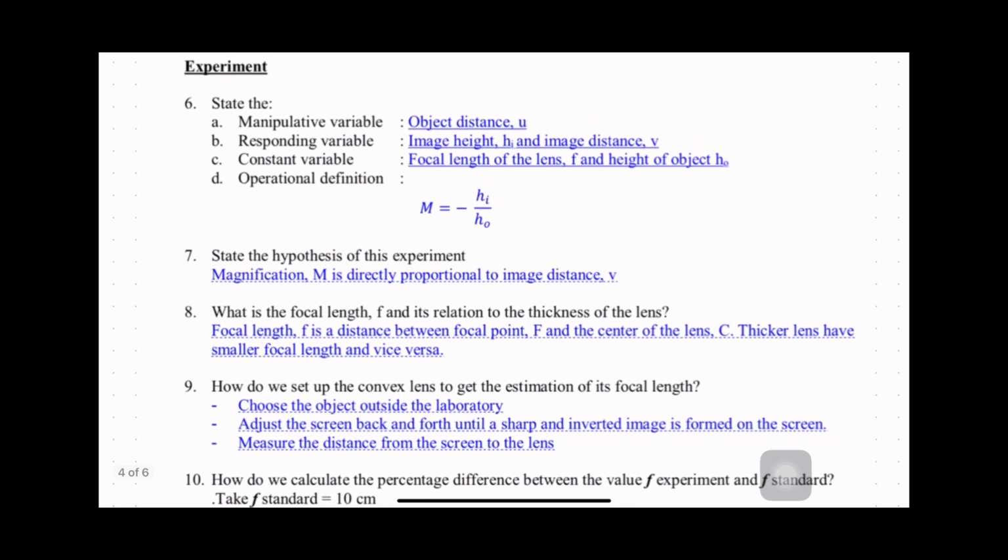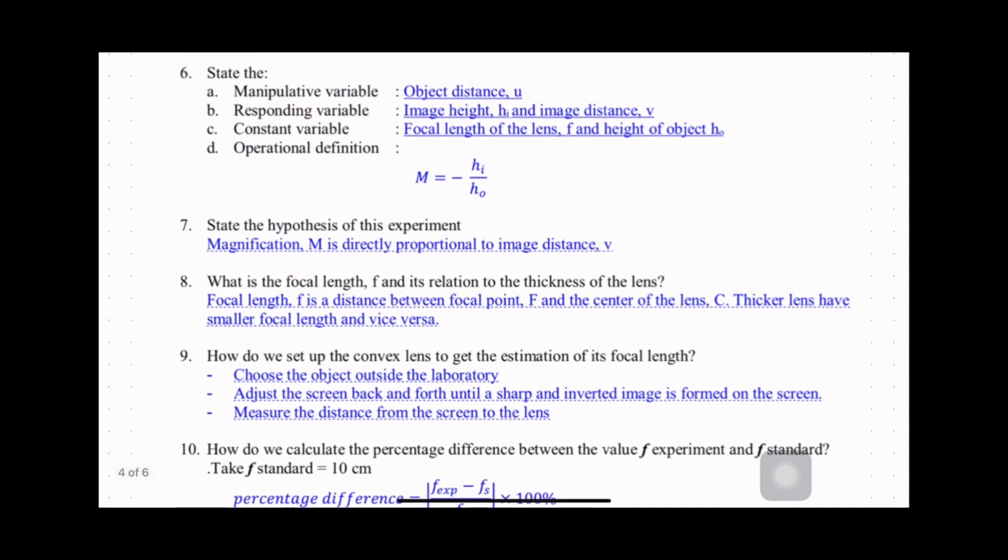Alright, now is experiment number 6. State the manipulative variable, of course lah object distance yang kita ubah. Responding, tadi saya sebut apa? Okay, responding variable adalah image height and image distance v lah. Okay, so next is constant variable is focal length of the lens f and height of the object ho lah. Ni constant, kita tak boleh ubah lah. Operational definition is m equal to negative hi over ho.